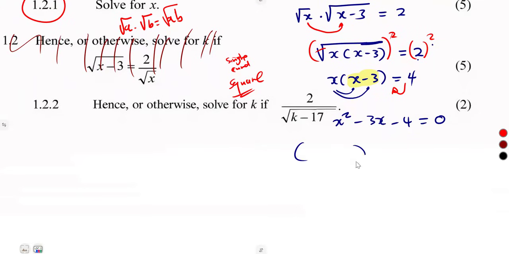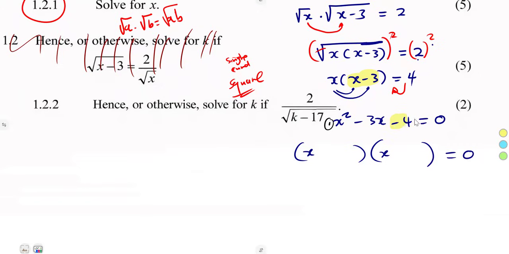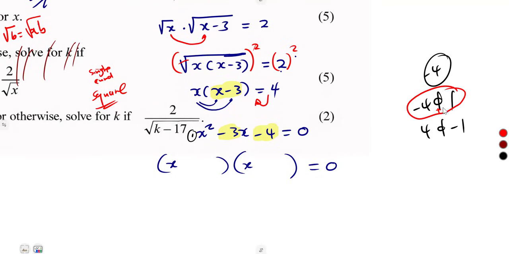You can use your quadratic formula. You can use factorization as we have the coefficient of x squared being 1. This is going to be x. Then what are the factors of negative 4 which will give us a negative 3 when we add? Negative 4 and 1, 4 and negative 1. But of these factors, which one is going to give us a negative 3 when we add? That's negative 4 and 1. If we add this, we have a negative 3.